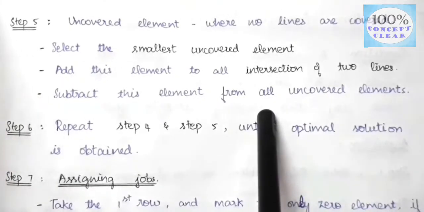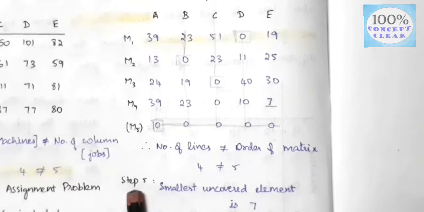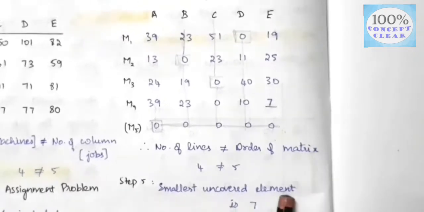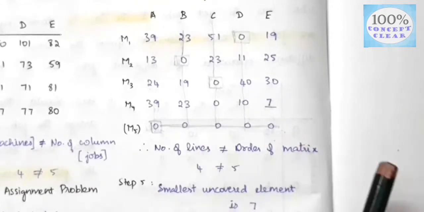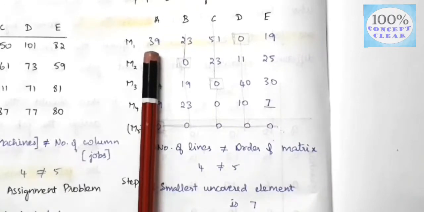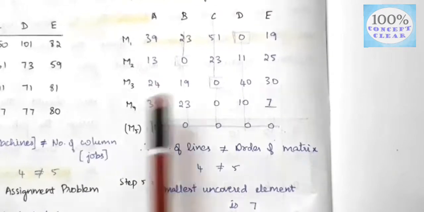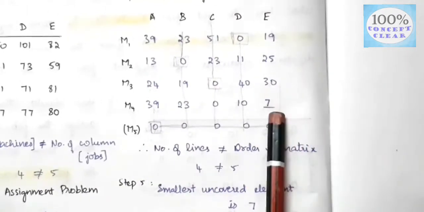Let's apply this in the sum. As per step 5, we have to do 3 things. First one is we should find the smallest uncovered element. The uncovered element is the element where no lines are crossed. So see here, 39 and 13 and 24 and 39 and 19, 29 and 30 and 70.